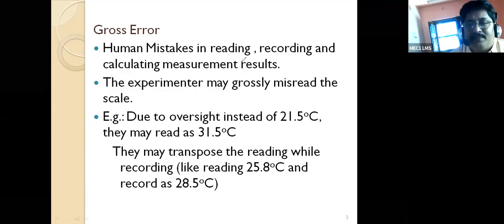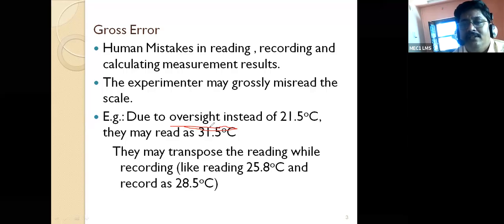Gross errors are accepted values. Of course, maybe sometimes it is wrong. Gross errors, of course, the value is accepted, but it is wrong. I will tell you. See here, if you observe clearly, for example, due to oversight.